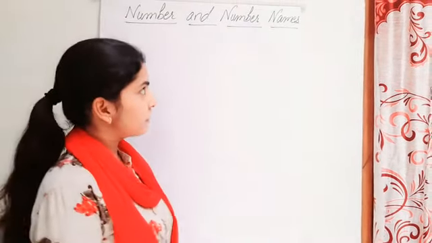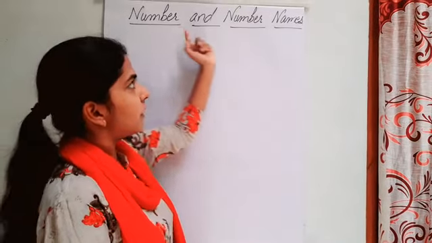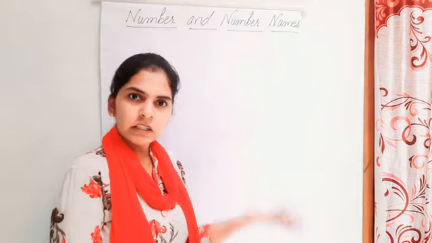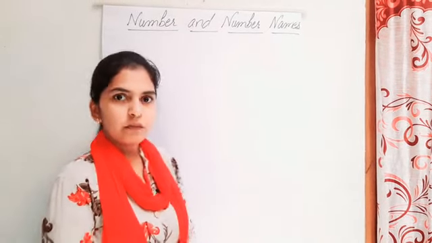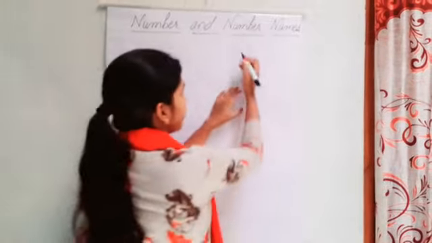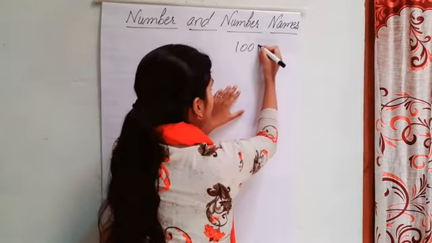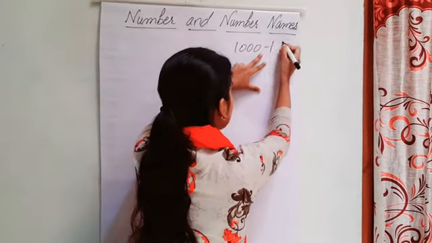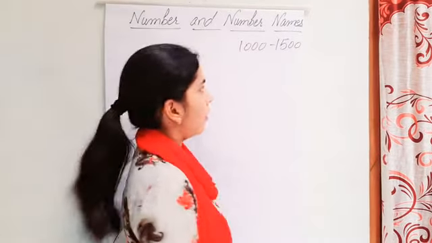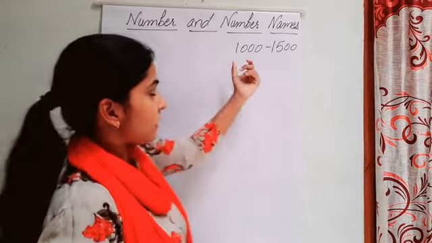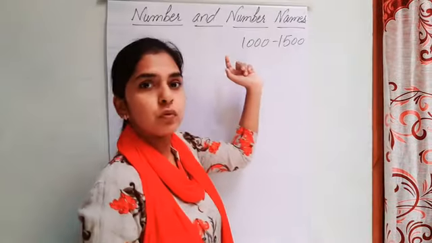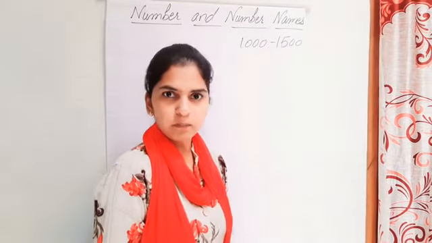So in our previous class we studied about numbers and number names, right? So today also we will proceed with that topic, and I gave you some work to do. What work did I give you? I gave you the work to write counting from 1000 to 1500, right? Okay, so yesterday in my previous class we studied about how to read and write 4-digit numbers, right?